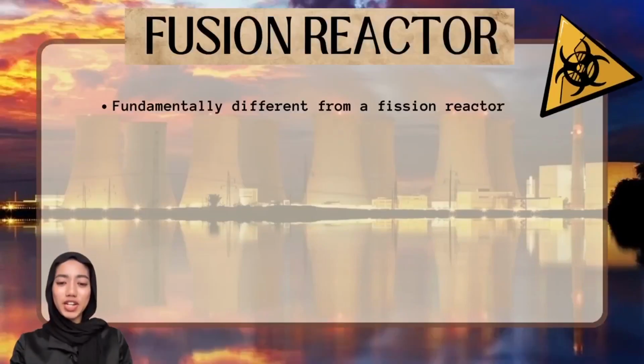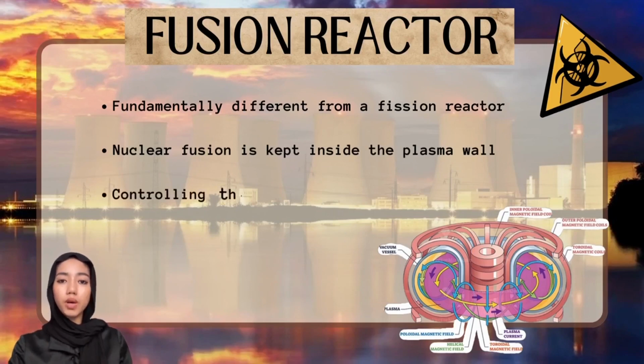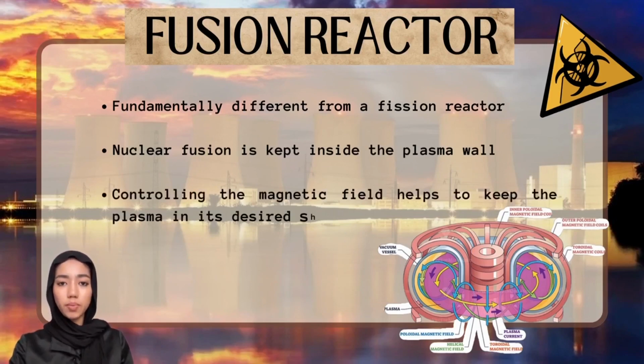Hi, I'm Patricia. So, another type of nuclear reactor is a fusion reactor. Basically, a fusion reactor is different from a fission reactor. The main difference between these two processes is that fission involves dividing an atom into two or more smaller ones, whereas fusion involves joining two or more smaller atoms. The nuclear fusion is kept inside the plasma wall. By controlling the magnetic field, the plasma wall will be maintained in its shape.